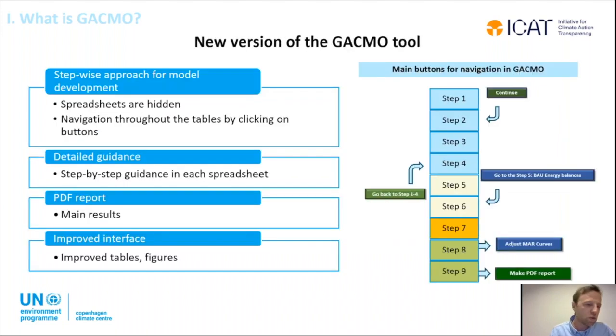As I have mentioned, the tool has been developed over the past 20 years. So why do this webinar today, you will ask me? It is because today we are launching a new version of the GACMO tool. This new version has been developed and finalized in 2023 with the support of the ICAT, the Initiative for Climate Action Transparency.